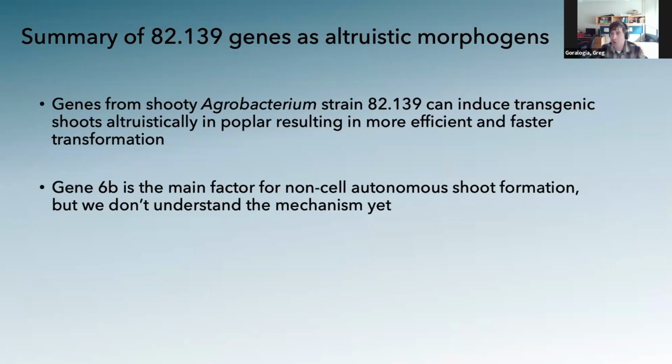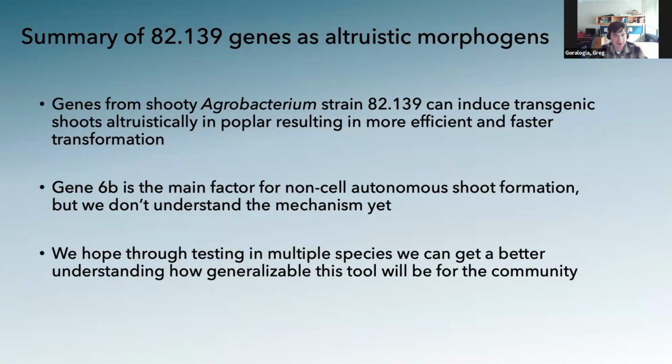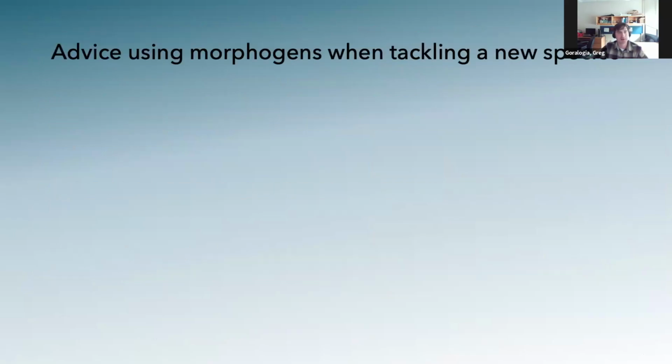So in summary, these unique tDNAs from different strains can be useful in altruistic transformation in woody dicots. We still don't know how 6B is capable of this non-cell autonomous shooting effect, but we're excited to figure it out. And we hope that this might be a system in clonal crops because you don't integrate the morphogenic tDNA, and that's really critical in some of these species.